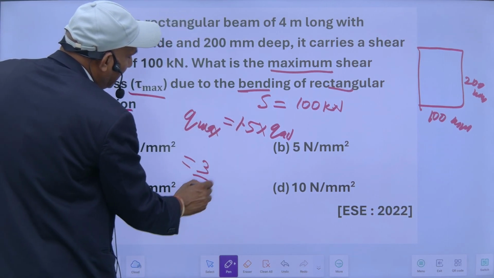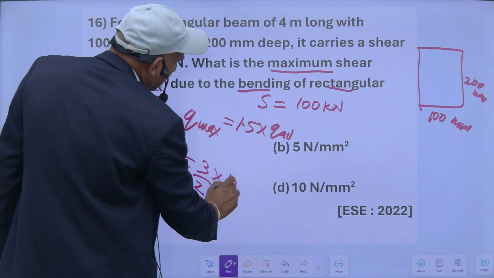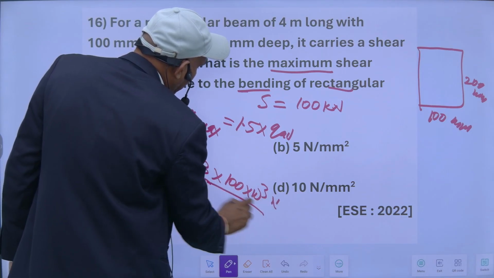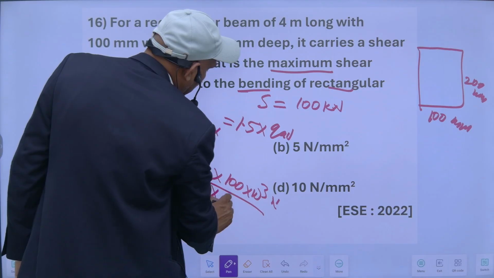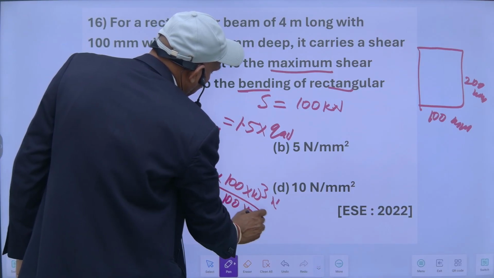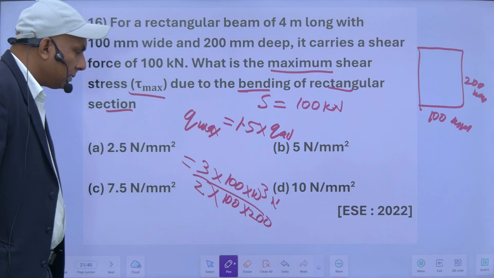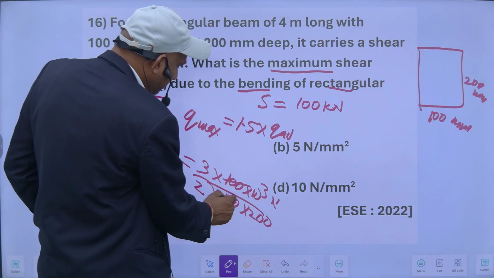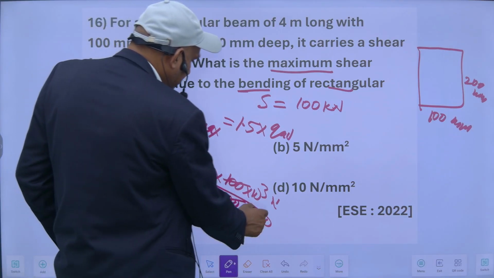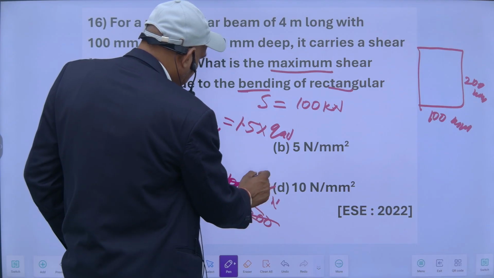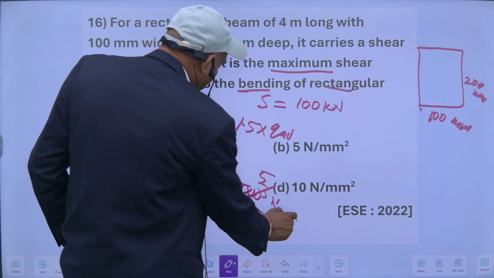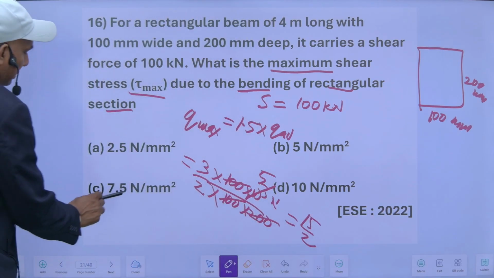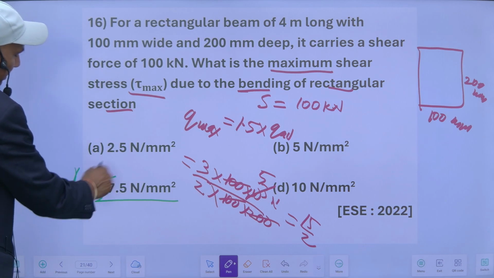And what is tau average? Shear force, this is in Newton, divided by the cross section area. This is 100 into 200. So this will give tau max. Now it will be 15/2 means 7.5. So this one is the right option.